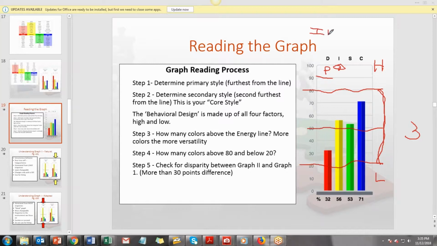Anything above 80 and below 20 is what we call intensity. And it just means by its absence or its presence it is going to be much more noticeable to other people and harder for that person to control when they're under stress. Now, any questions on what I just said?